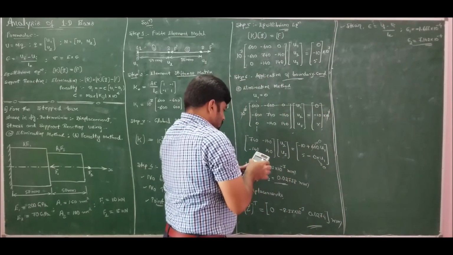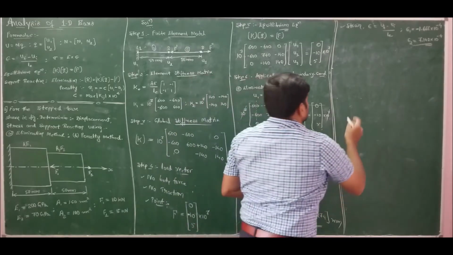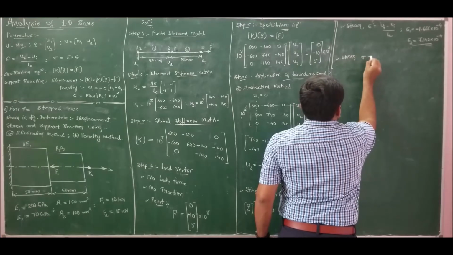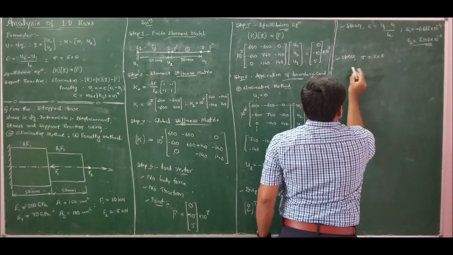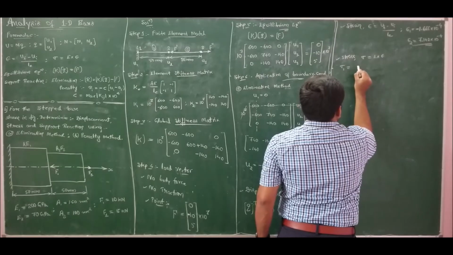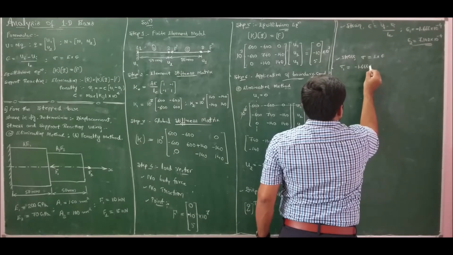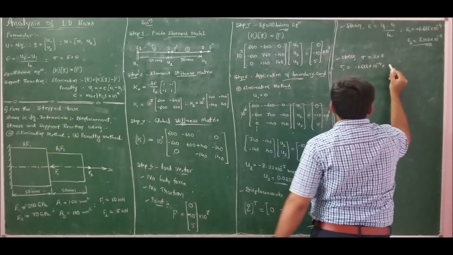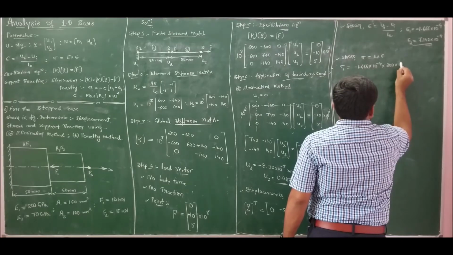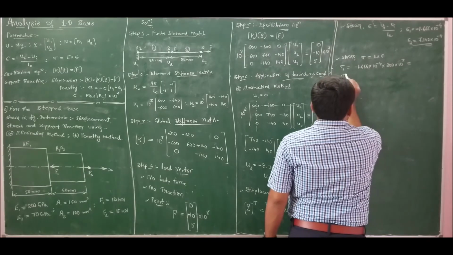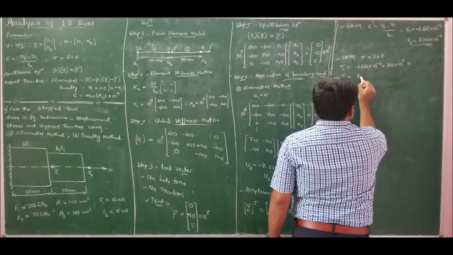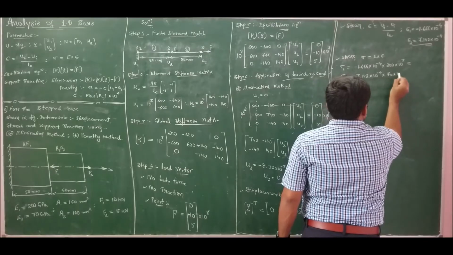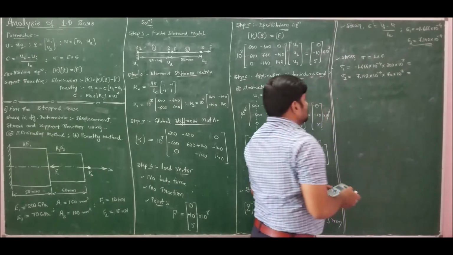So now if I want to calculate the stress, stress sigma is equal to Young's modulus times strain. Therefore sigma 1 is equal to minus 1.666 into 10 to the power of minus 4 into Young's modulus of element 1, which is 200 GPa, that is 200 into 10 to the power of 3 MPa. Similarly sigma 2 will be 7.142 into 10 to the power of minus 4 into 70 into 10 to the power of 3.